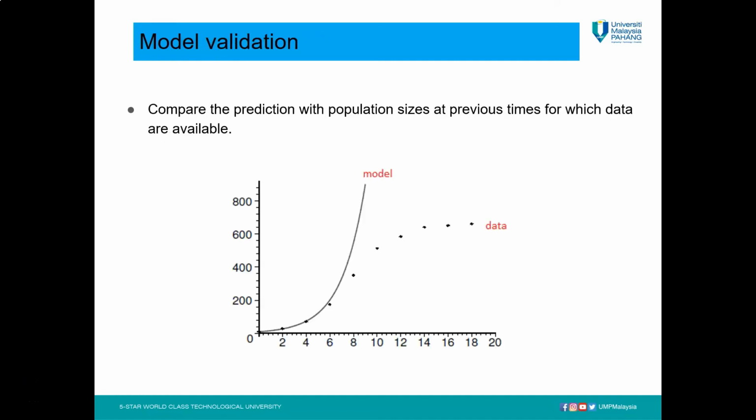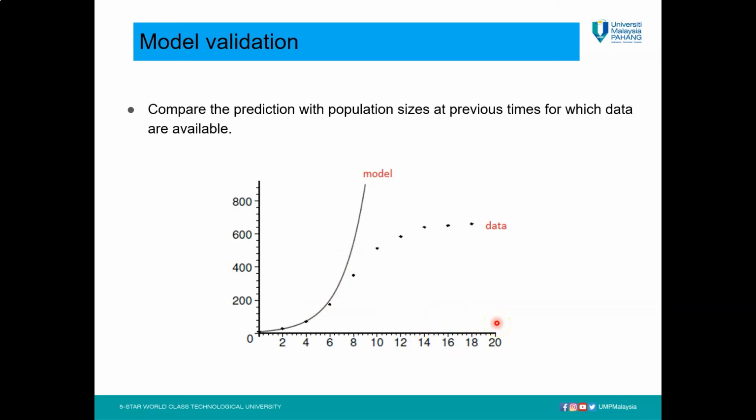How to know whether your model is reliable? How to validate your model? The model can be validated by comparing the model with the data. We compare the prediction with population sizes at previous times for which data are available. An example of the result is given here. Let's examine the resulting graph. The data is shown by black dots, and the model is represented by the curve. Obviously, the model matches with the data only at the beginning, not at the later stage of the time.